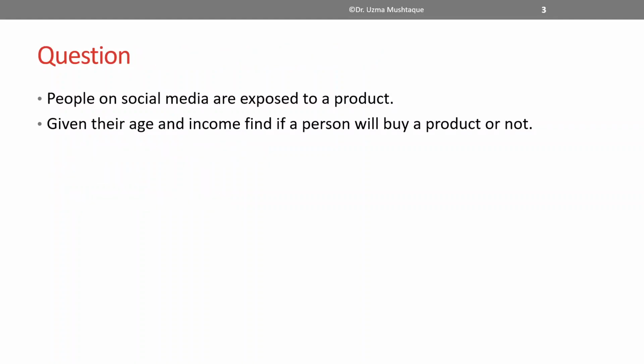The question that we're looking at goes to the data set that I'm using. This is available on Kaggle, and I'll share the link in the description. People on social media are exposed to a specific product. It could be anything. This is done by a marketing company essentially. So given the age and income, can you find if a person will buy a product or not? This is an important question.